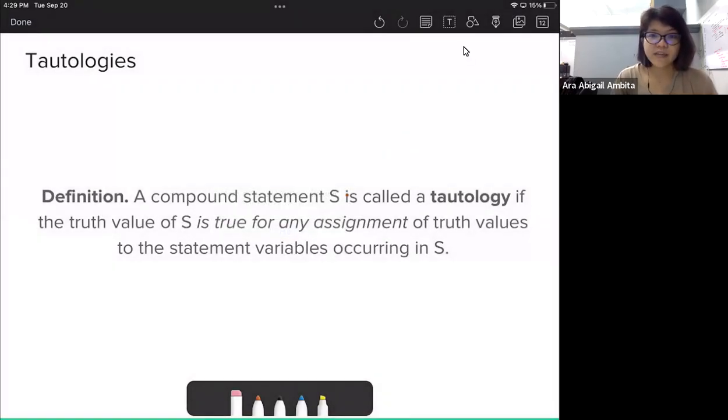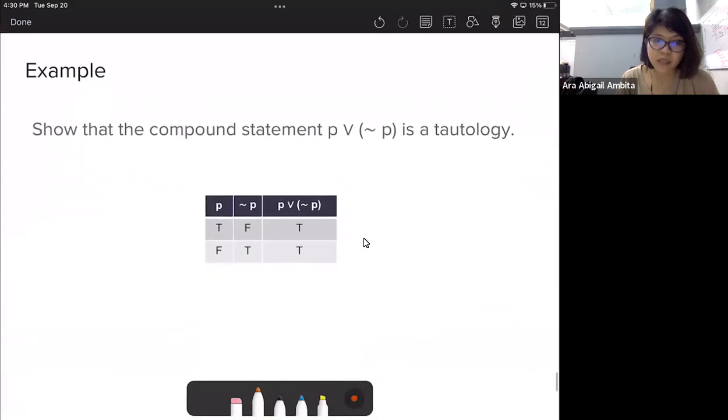Okay, so our next topic is about tautology. A compound statement S is a tautology if the truth value of S is true for any assignment of truth values to the statement variables occurring in S. So let us try to understand what it means. Let us show that this compound statement, P or not P, is a tautology.